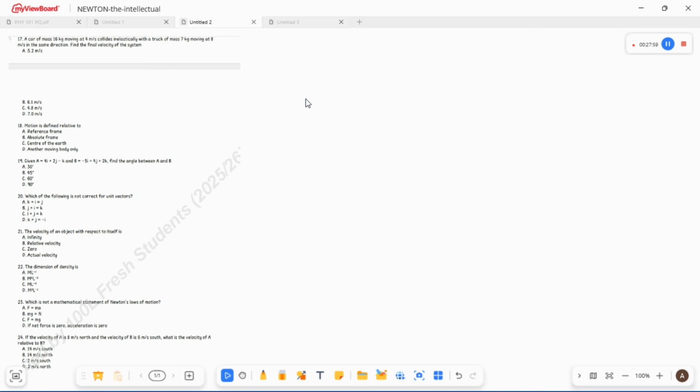Now let me explain something before I start to solve this question. It has to do with elastic collision, inelastic collision, perfectly elastic collision, and perfectly inelastic collision. For elastic collision, the kinetic energy is always conserved, as well as the momentum. For elastic, it is conserved.